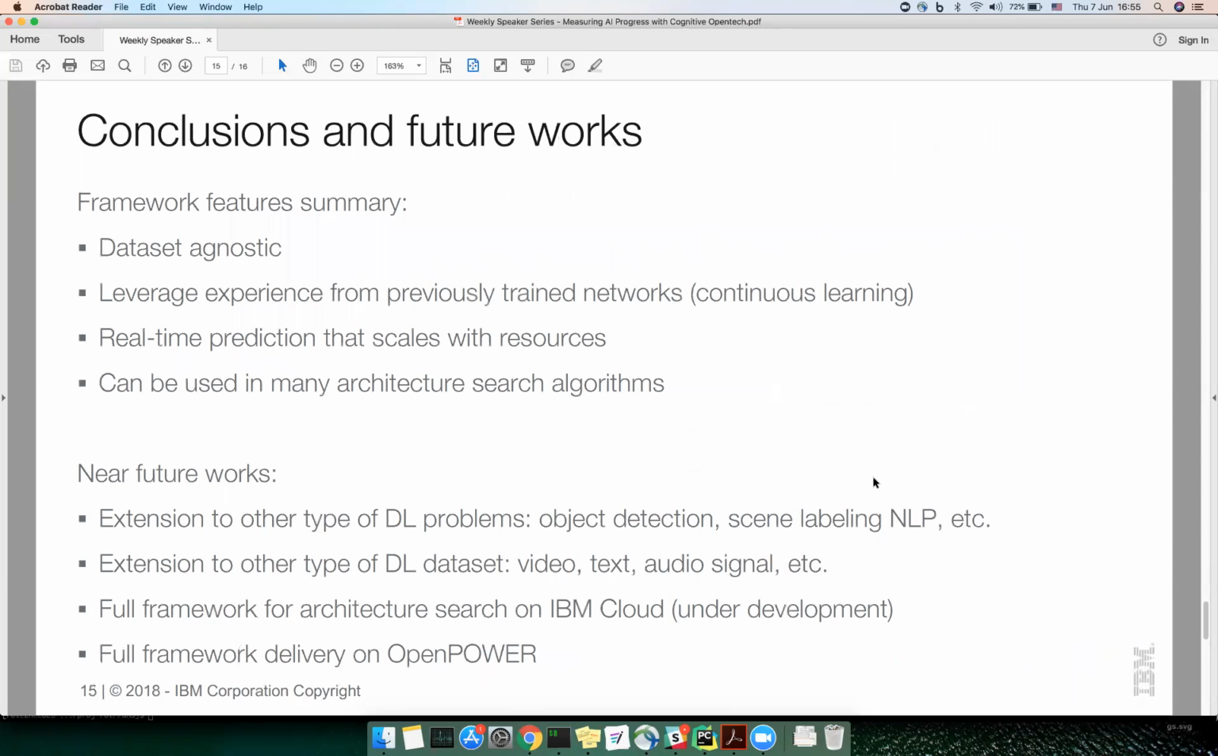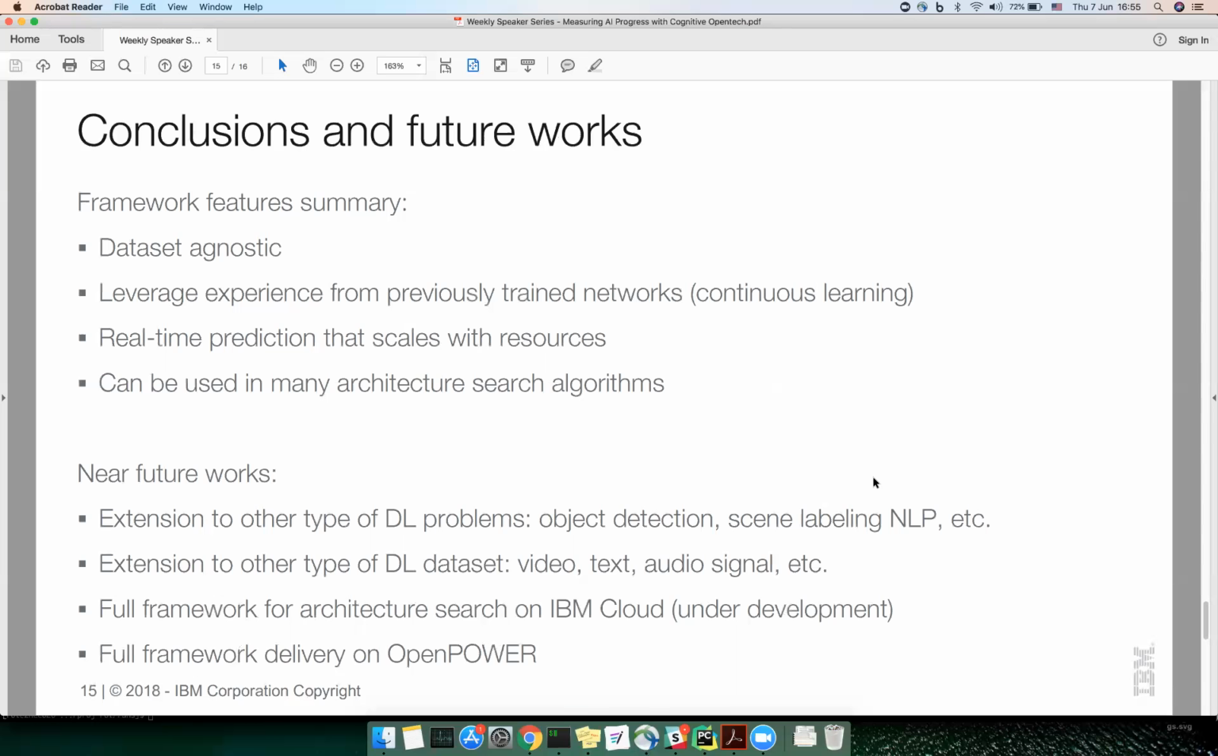Conclusions and future work. We presented an accuracy predictor that is dataset agnostic and leverages experience from previously trained networks that before would just have been trashed. A lot of resources have been used in those experiments, and they are practically useless if we don't employ them further on. We presented a real-time prediction that scales with the resources, and we employed our accuracy predictor in an architecture search, and we've seen that it reaches the expected performances.